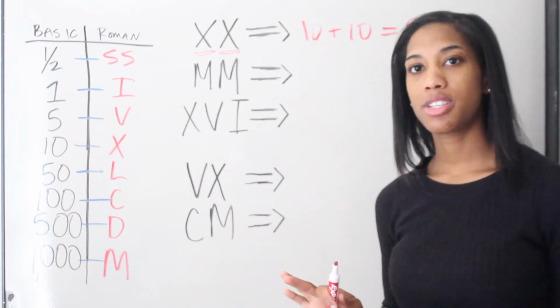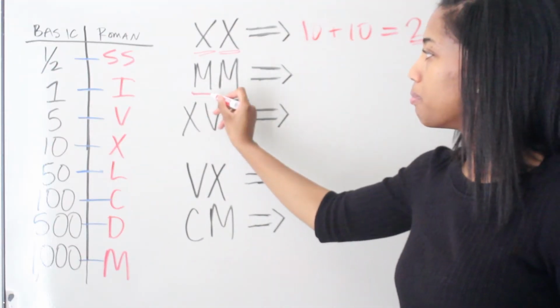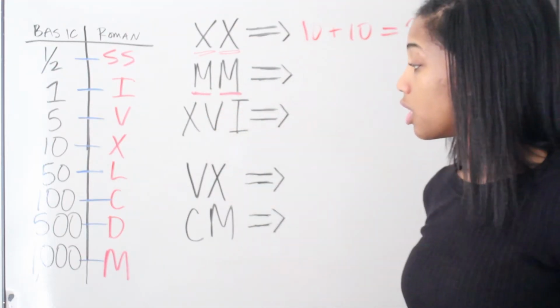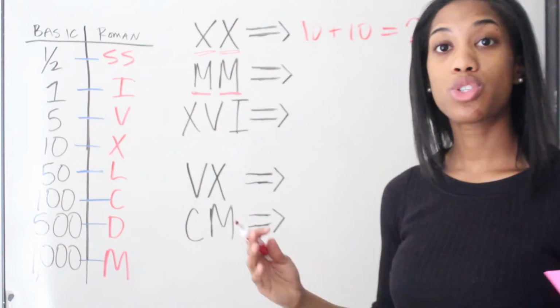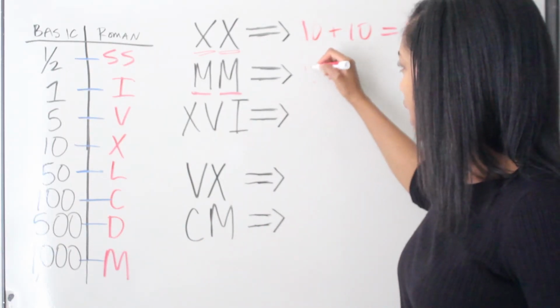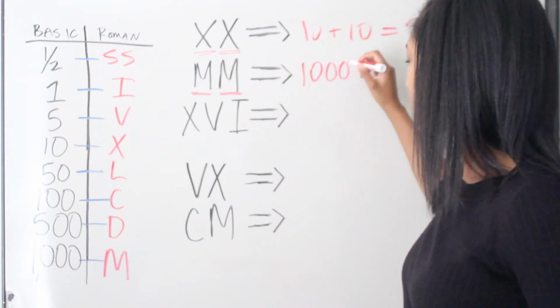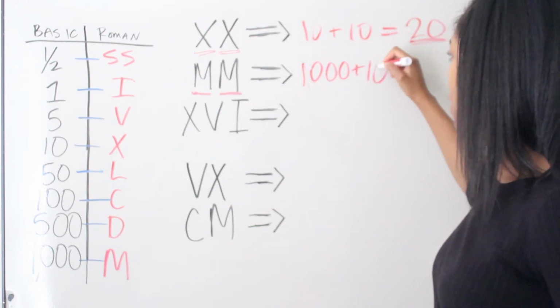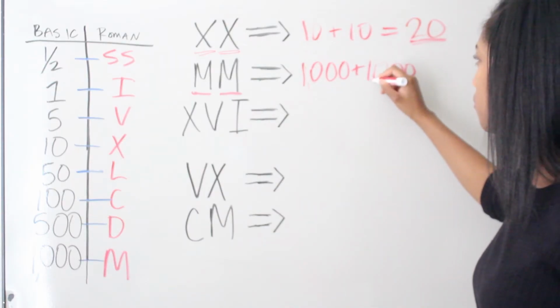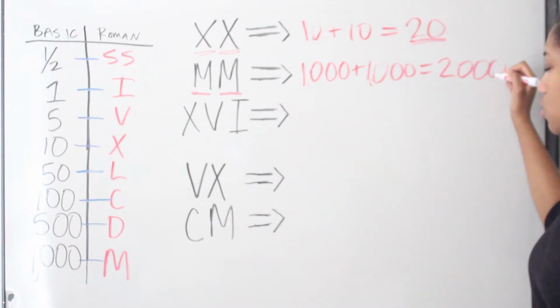So that one was fairly simple. Let's go to a higher one. So now here we have M and M. M, we know is 1,000 according to our chart. So we have 1,000, let's get the marker there, plus 1,000, which gives us 2,000.